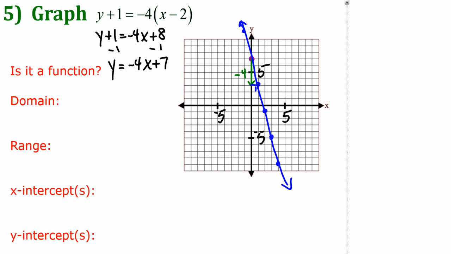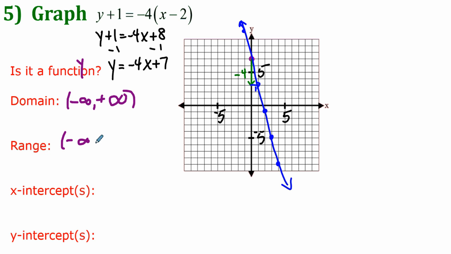Would this be considered a function? Yes, it would, because every input has one output. So function, yes. What would be the domain? Well, again, as we look at the set of inputs, there are no restrictions, so that's going from negative infinity to positive infinity. What about the range? Are there any restrictions on your outputs? No, there is not, so that's going to repeat from your domain. So your range is from negative infinity to positive infinity.